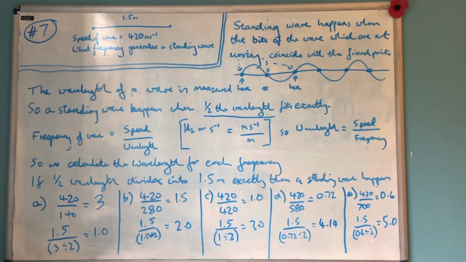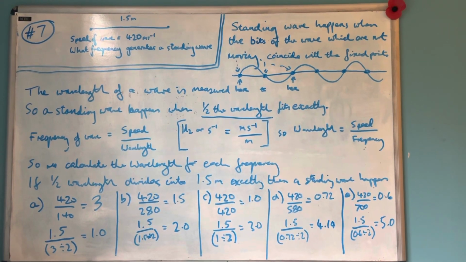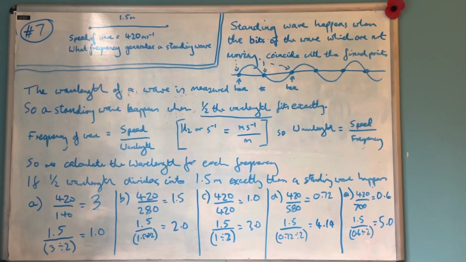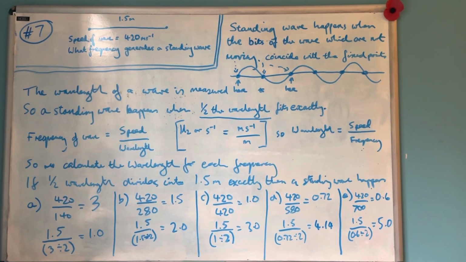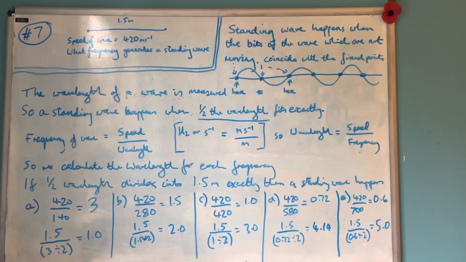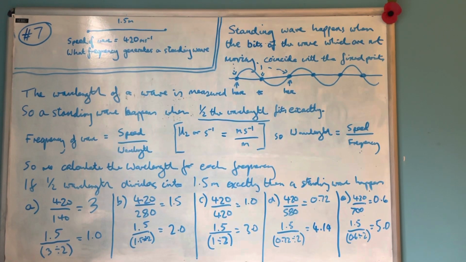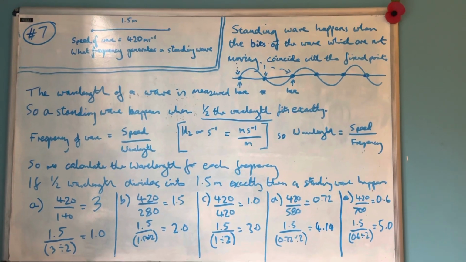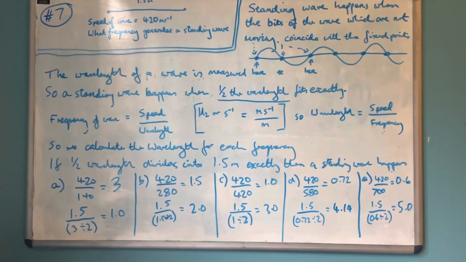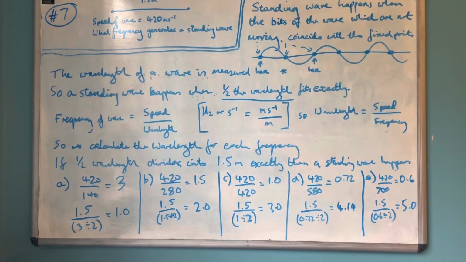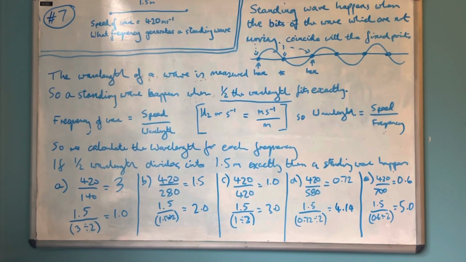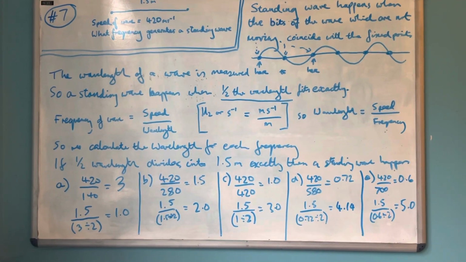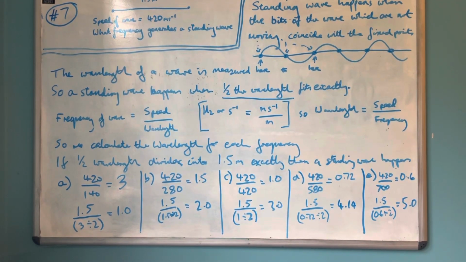So if we rearrange that, we get wavelength equals speed divided by frequency. We've been given the speed, we've been given a series of frequencies. What we need to work out is whether half the wavelength fits exactly in our 1.5 meters. So we calculate the wavelength for each frequency, and if half the wavelength divides into 1.5 exactly, then a standing wave happens. So if we go through those, 420 divided by 140 equals 3.